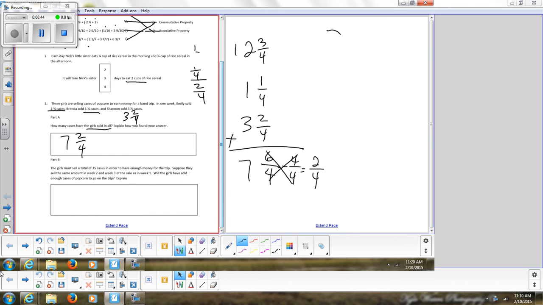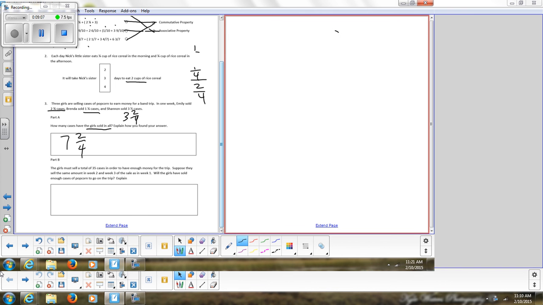Okay, explaining how you found your answer. You add all of those together and regroup the fractions. Is it okay if I added 2 and then I added those 2? Did you get 7 2/4? Yes. All right, part B says the girls must sell a total of 35 cases in order to have enough money for the trip. Suppose they sell the same amount in week 2 and 3 of the sale as in week 1. Will the girls have sold enough cases of popcorn to go on the trip?